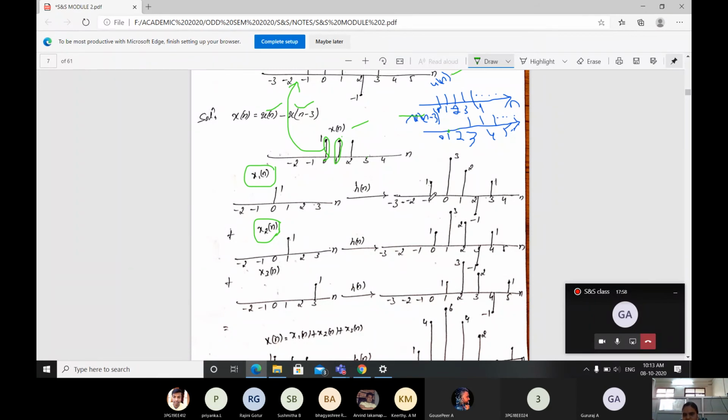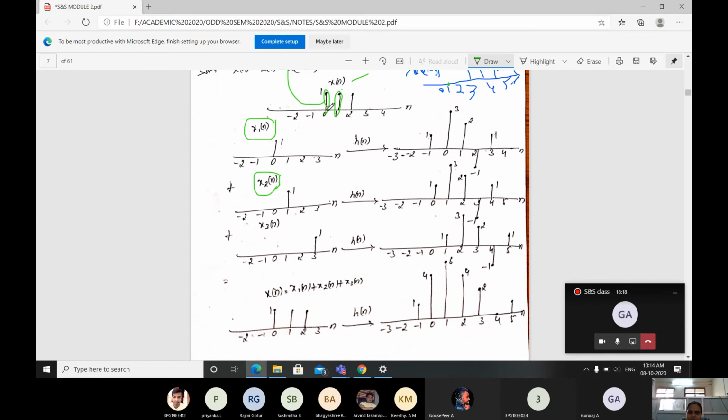Instead of starting from -1, it is shifted by one position. So at 0 you'll be getting 1, at 1 it is 3, at 2 it is 2, and at 3 it is -1. Okay, shifted by one position. Shift that and represent it like that. That is our h of n signal.